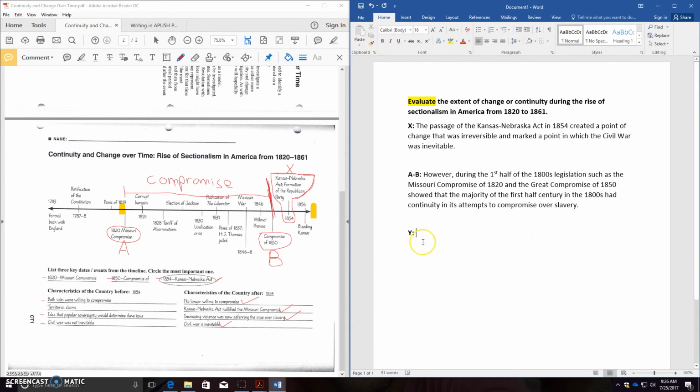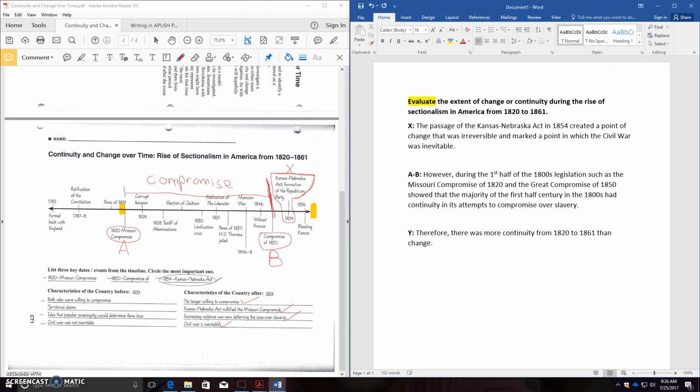And so now we have our X, our A, and our B, and so we come back and we just clarify what we're saying with our Y statement. Therefore, there was more continuity from 1820 to 1861 than change. Okay, so we have our thesis statement here.